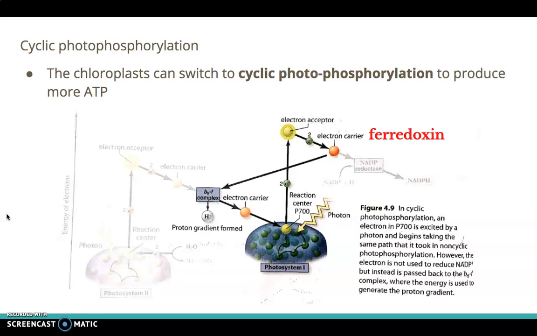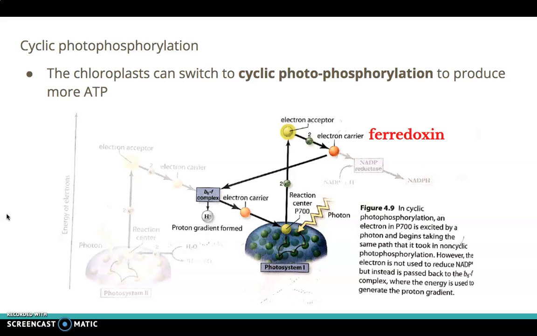The reason why it switches over is because it needs to produce more ATP. So to create one glucose molecule, we need a total of 18 ATP. The problem is that in the non-cyclic photophosphorylation, only one ATP and one NADPH is produced as two electrons pass through the whole electron transport chain. So we're making one ATP and one NADPH, but we're using a total of 18 ATP and 12 NADPH.